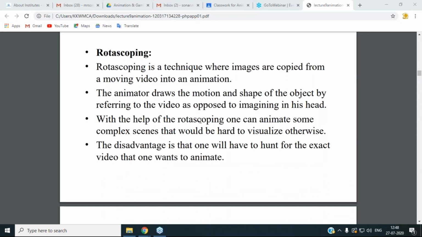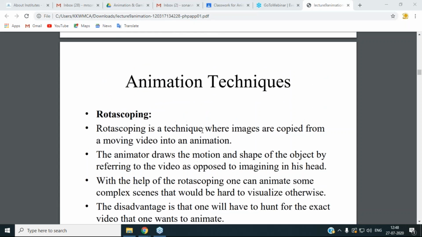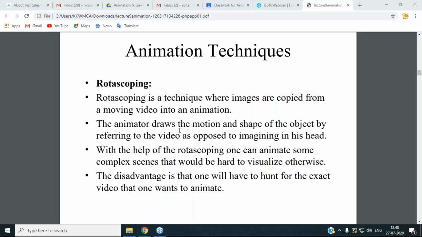Similarly, there is rotoscoping. What is meant by rotoscoping? Generally, rotoscoping is a technique where images are copied from a moving video into an animation. So here some images are copied from a moving video into an animation.